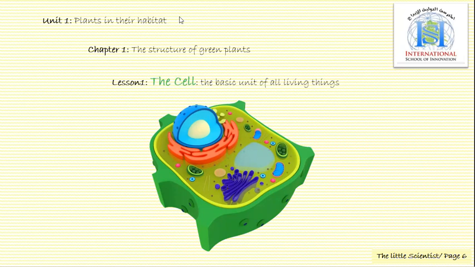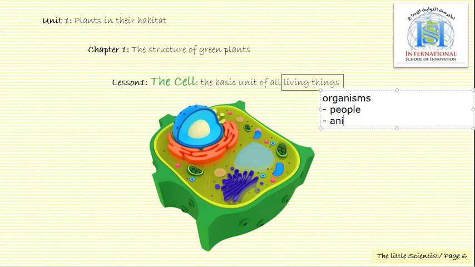The cells are the basic unit of structure of all living things. When we say living things, we mean organisms, and people, animals, and plants are organisms. They are living things. Okay, so again, another word to say living things is organisms. What are different types of organisms that we know? People, animals, and plants. All living things are built or made of building blocks that we call cells.